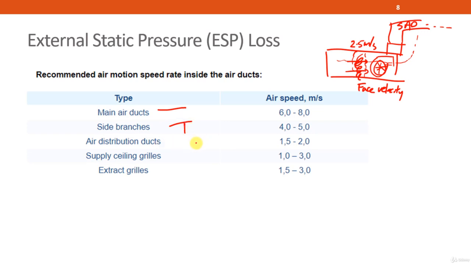Air distribution duct means the flexible air duct. So you have a side branch over here, then maybe it passes through a VAV box, and then maybe flexible tube, flexible air duct, before it goes into a diffuser. So the flexible duct velocity will be around 1.5 to 2 meter per second, and finally when it comes out from the diffuser, it should be around 1 to 3 meter per second. It shouldn't be too high. If it's too high, then the noise level will be quite high, because this is where all the occupants are, and it may affect them. And the airflow rate when it's too high is also uncomfortable.